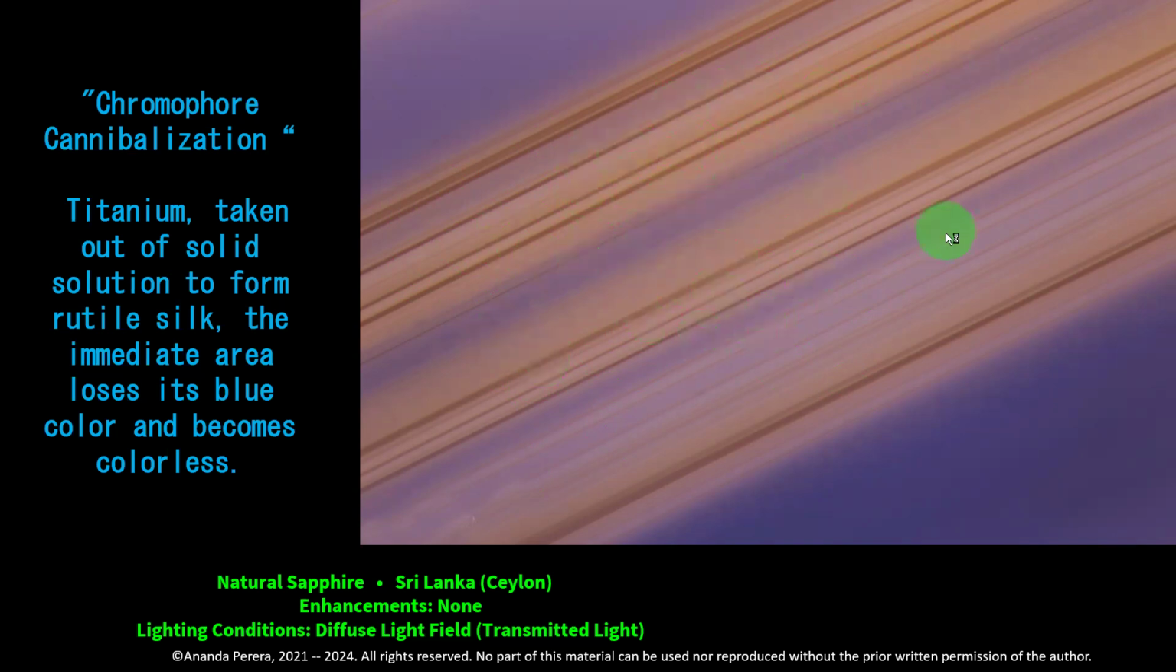At the same time, the immediate area loses its blue color and becomes colorless. The blue color is lost and becomes colorless. And transmitted light shows this image. So we can understand the stone is not heat treated. It is a natural stone. This is a Sri Lanka stone.